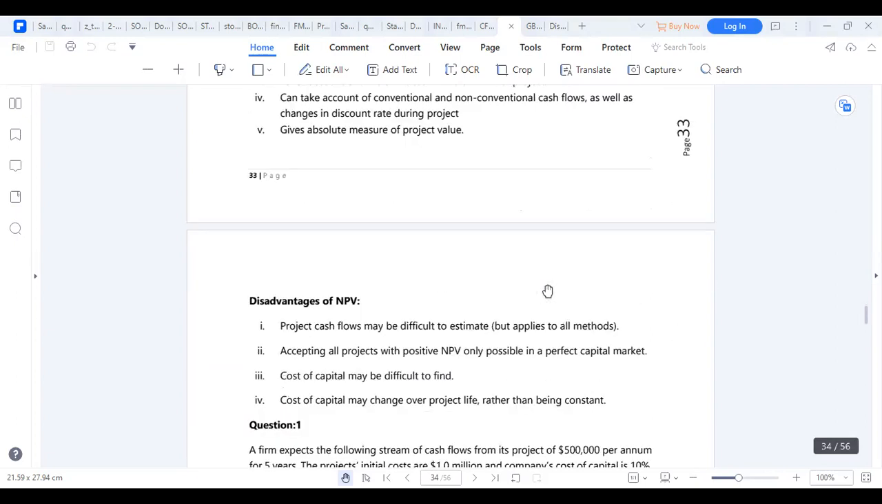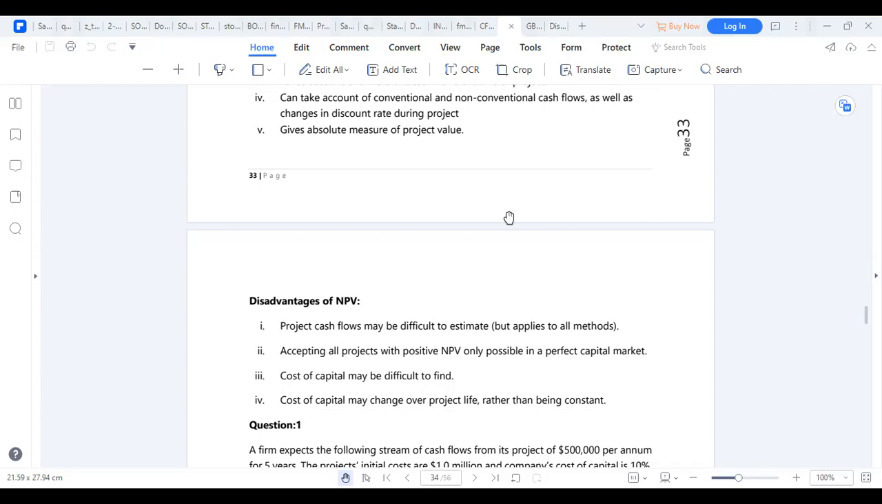The disadvantage is that cash flows may be difficult to estimate. Also, accepting all projects with positive NPV is only possible in a perfect capital market. The cost of capital, which this method uses, is difficult to find or estimate. And also the cost of capital may change with the period life. So in real life we cannot use one appropriate discount rate.